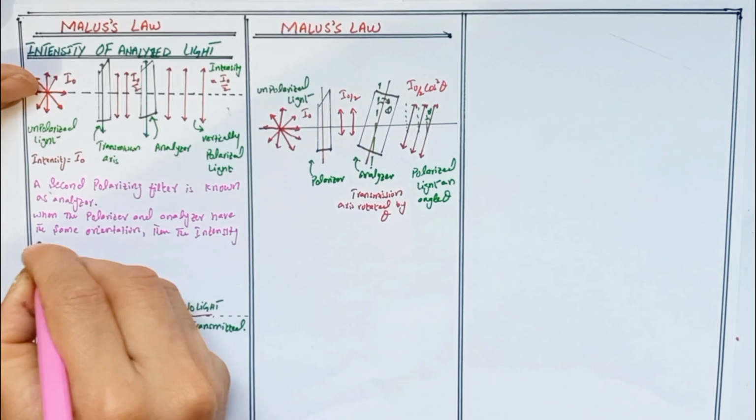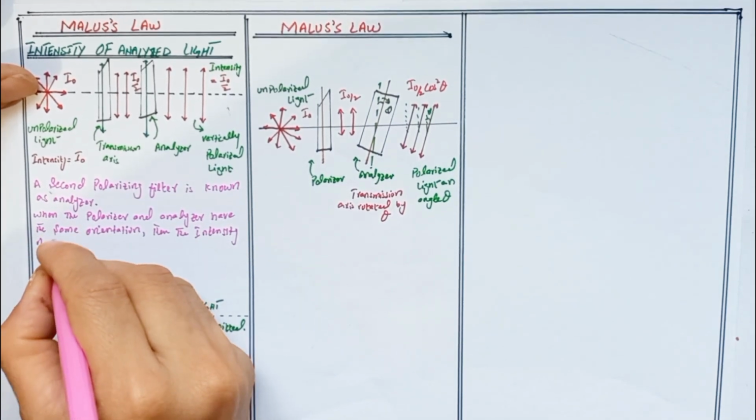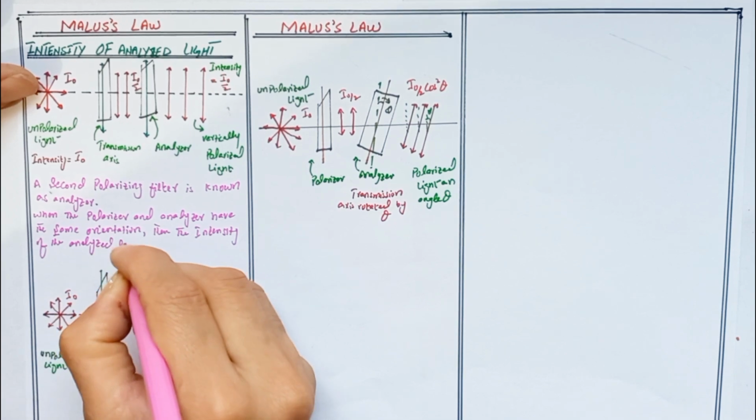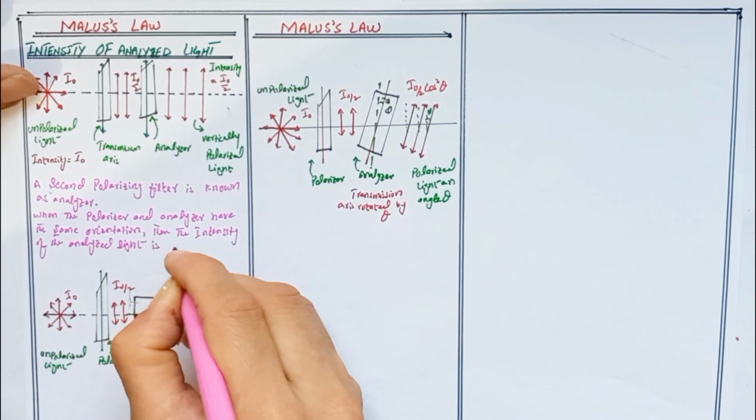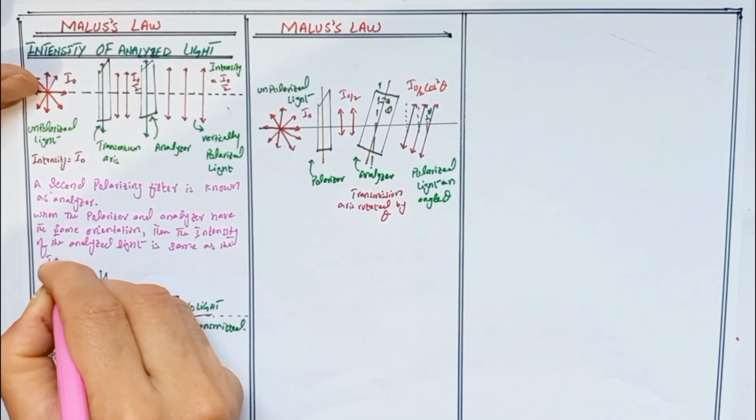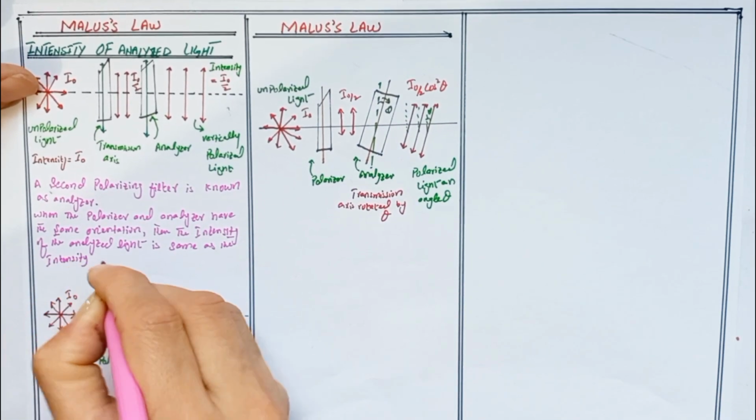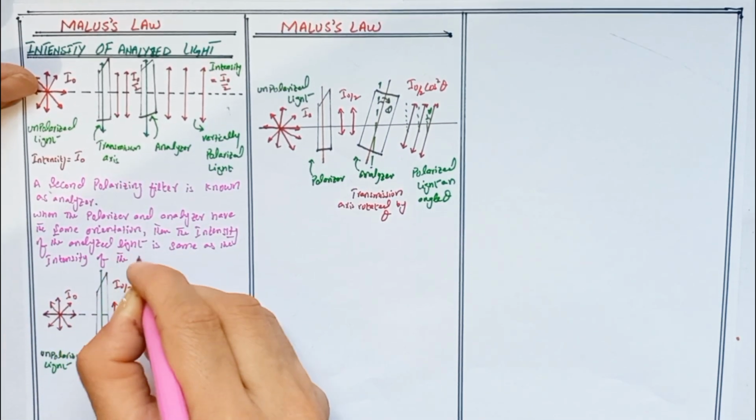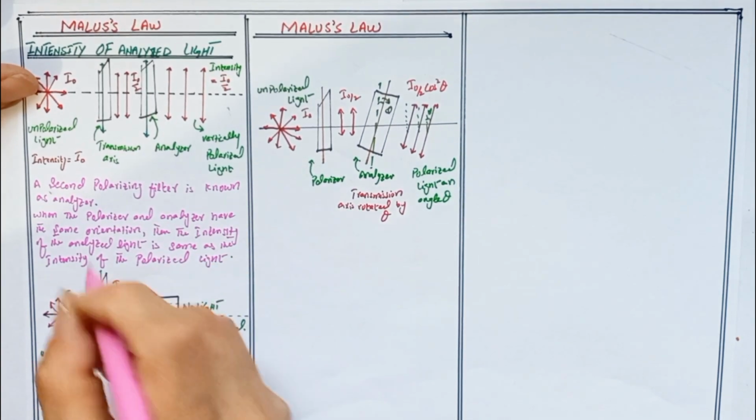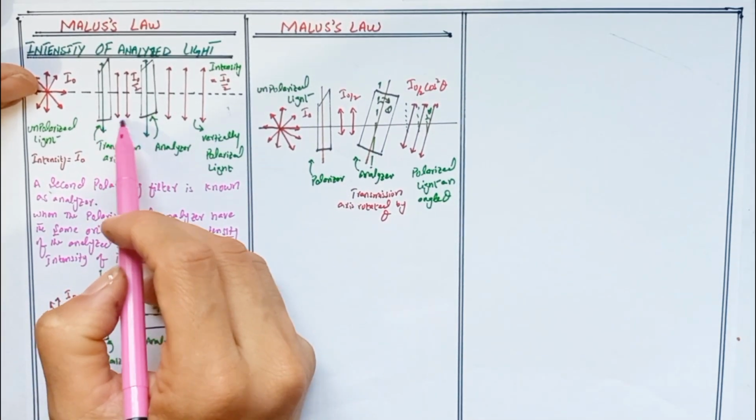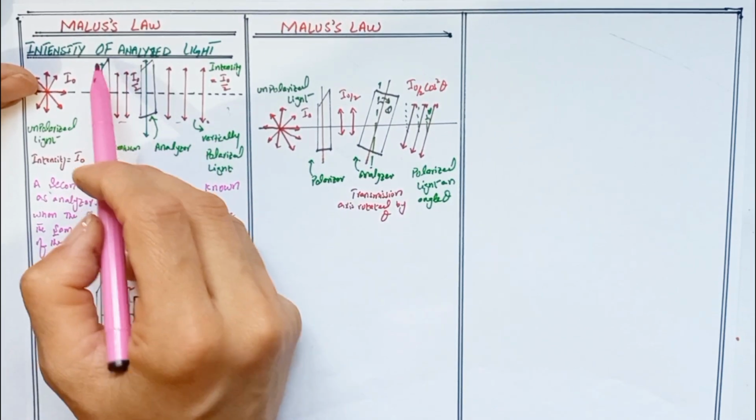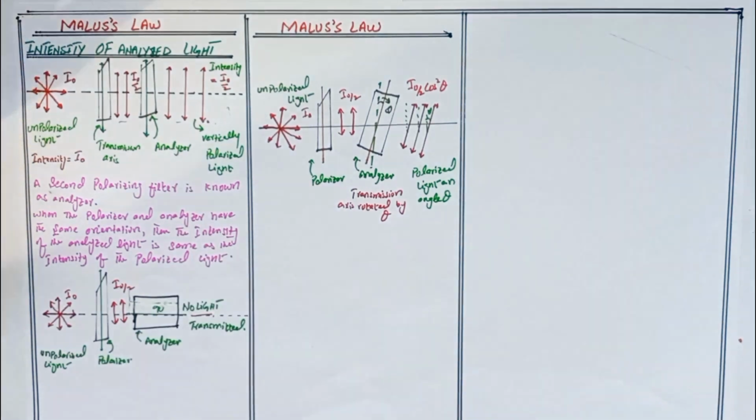is the same as the intensity of the polarized light, which passes through the polarizer. This is the polarized light and this is the analyzed light. Both intensities are the same because both transmission axes have the same angle.